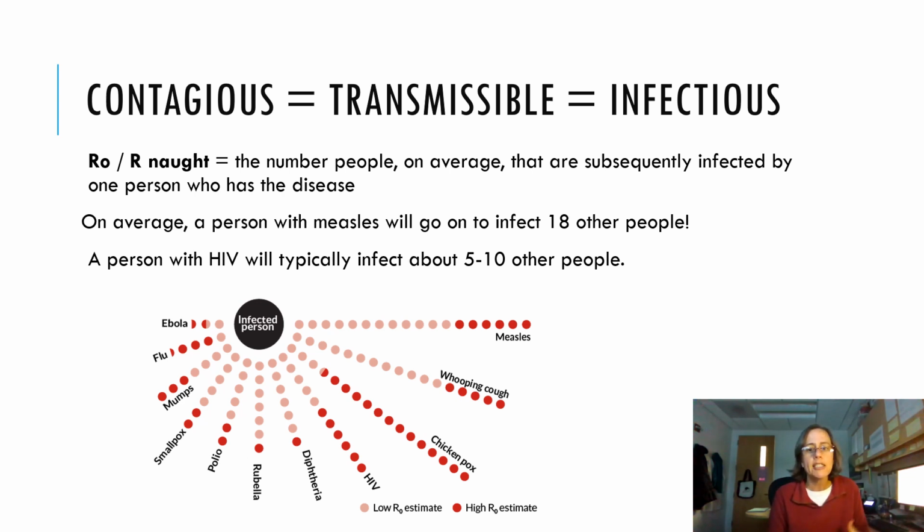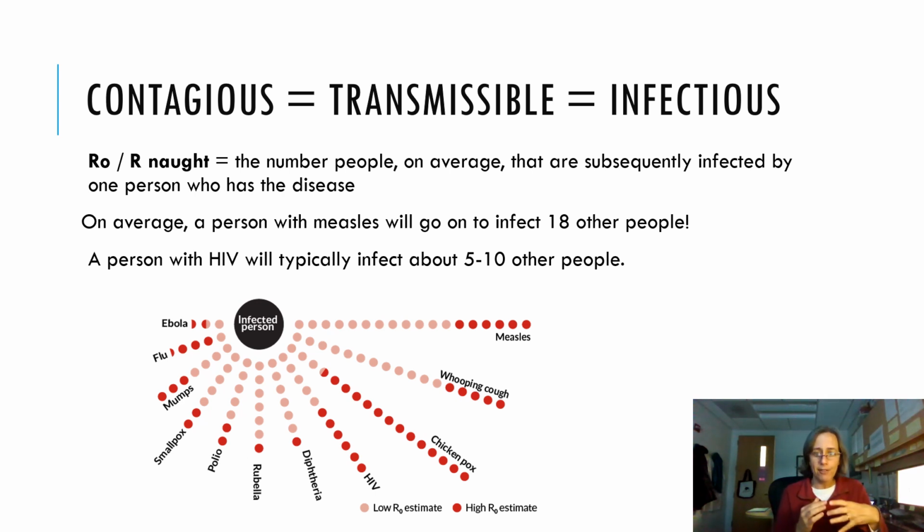Now you notice here, contagious as a word is the same thing as infectious, is the same thing as transmissible, is the same thing as communicable. So we have four different words that mean the same thing, which means you can transmit it from one person to another. It's catching, it's contagious. So R naught, R with a little 0 underneath it, is the number of people on average that get infected by one infected person.